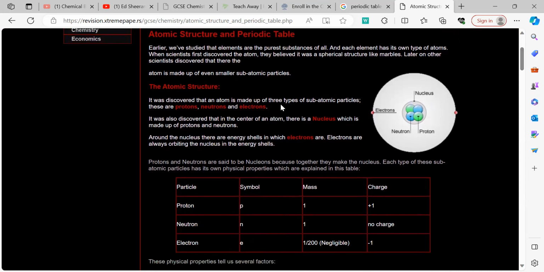Now, the important thing to know is that the electrons have extremely negligible mass, so the major amount of mass is made up by the protons and the neutrons. And similarly, the mass of protons and neutrons combines to make the nucleon number.